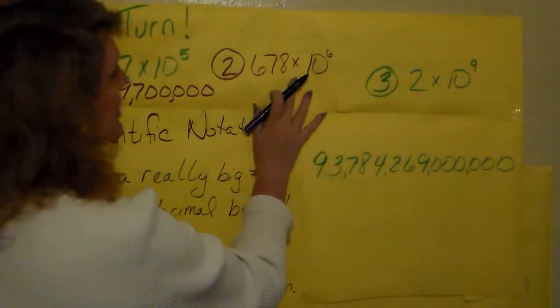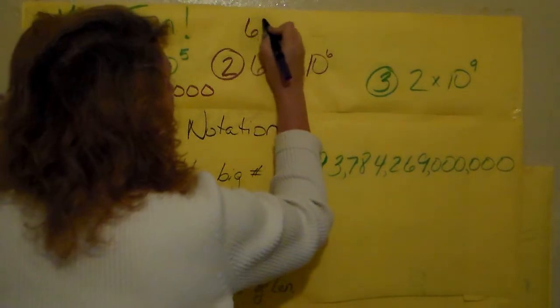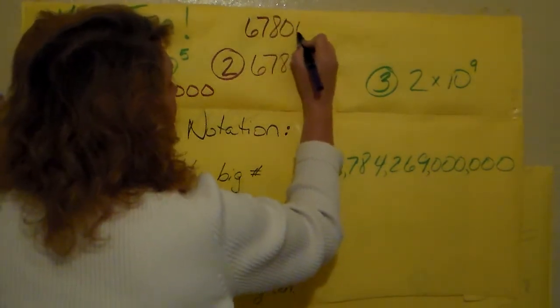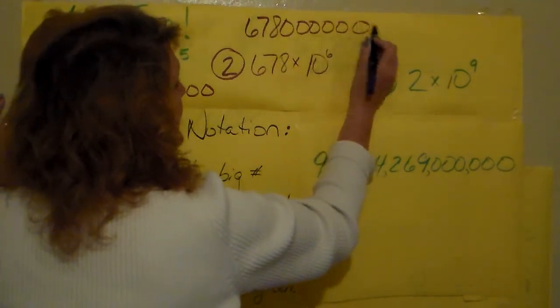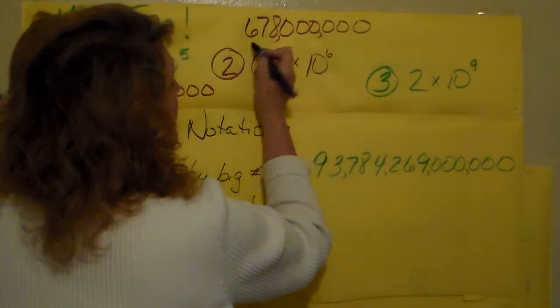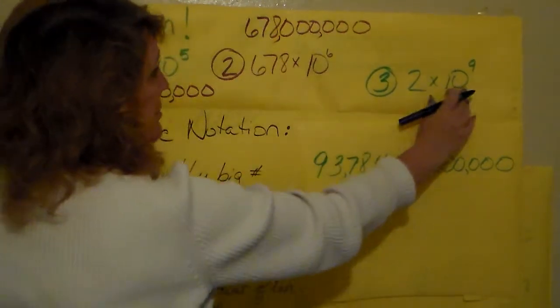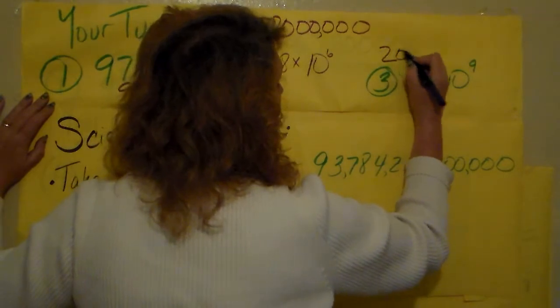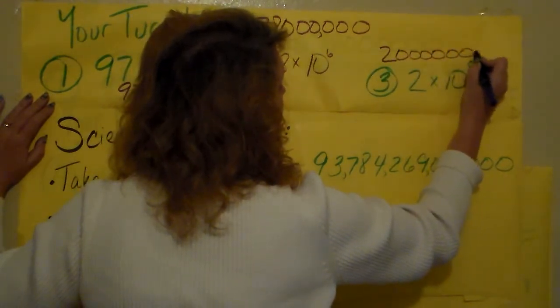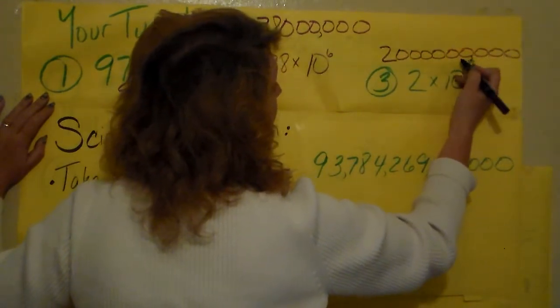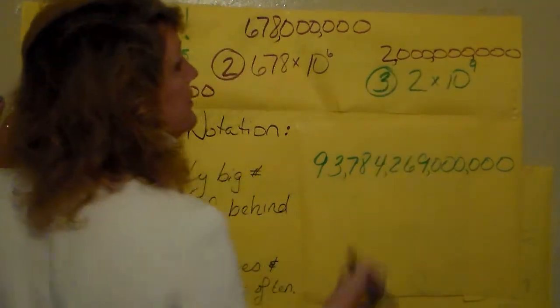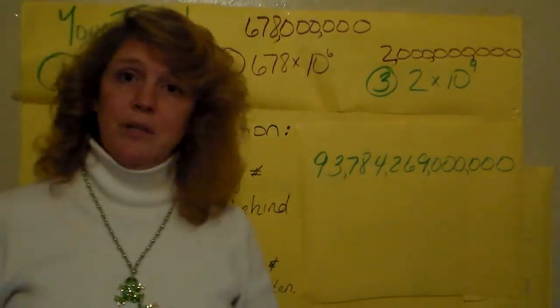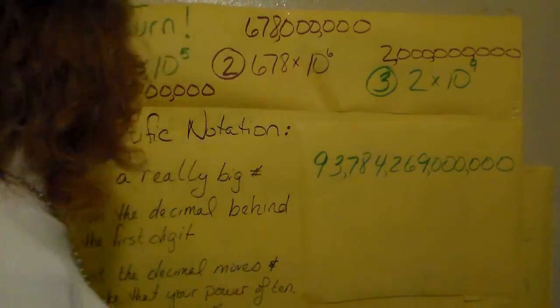All right, 678 times 10 to the 6th is 6, 7, 8, then 1, 2, 3, 4, 5, 6 zeros, so 1, 2, 3, comma, 1, 2, 3, comma. And 2 times 10 to the 9th is 2, then 1, 2, 3, 4, 5, 6, 7, 8, 9 zeros, so 1, 2, 3, comma, 1, 2, 3, comma, 1, 2, 3, comma. How'd you do? Good, I hope, because we're going on.